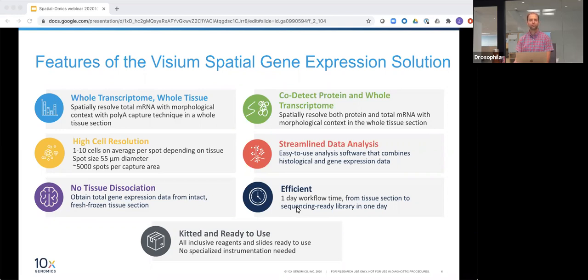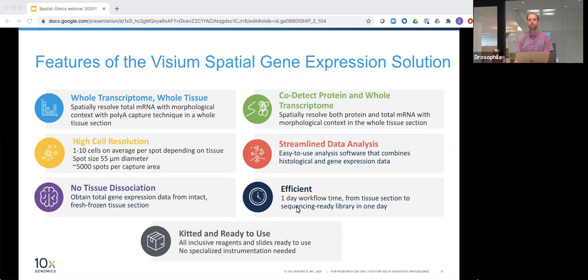As I said, there's no tissue dissociation, so you don't have that dissociation bias that you can see in single cell. More recently, we launched the ability to do co-detection of proteins. So this is through immunofluorescence. We also have streamlined data analysis tools. So this is the Space Ranger pipeline as well as the Loupe Browser that allows you to visualize your data.